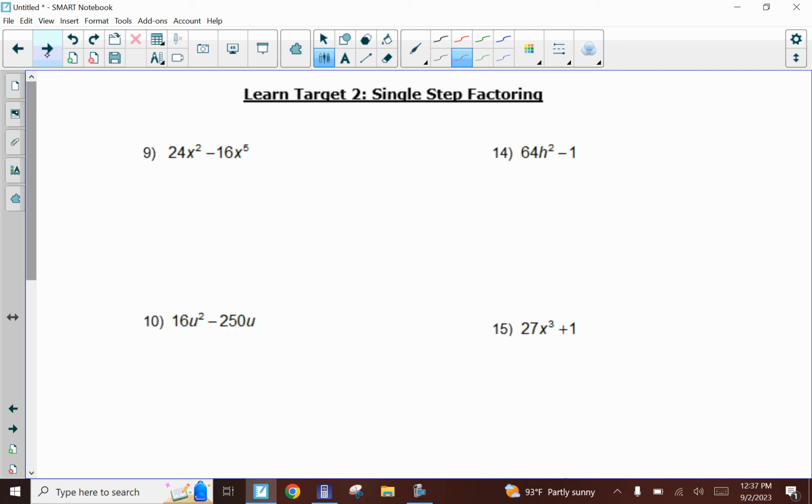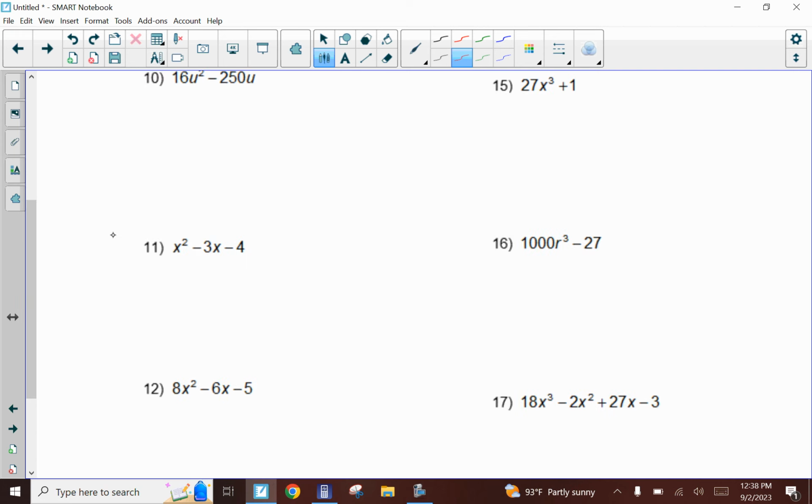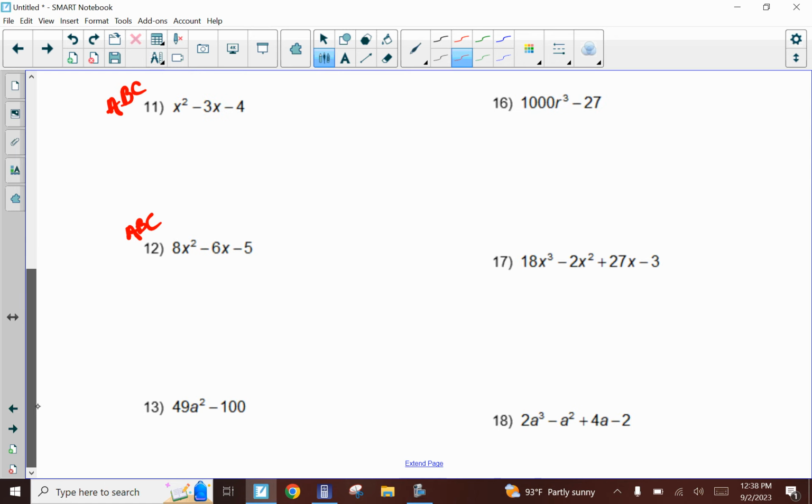Okay, this one you got to pay attention to the title. It's called single step factoring. And like I said before, you don't have to go in order. So what I want to do is, let's go ahead and find all the ABC problems. So number 11 is an ABC. Number 12 is an ABC. And that's it.